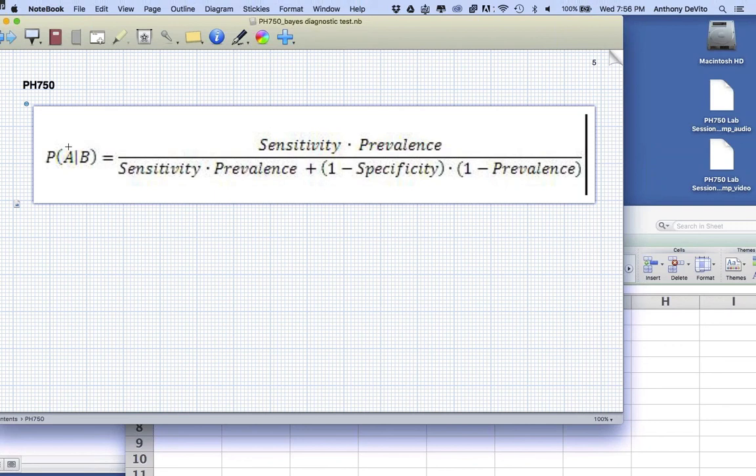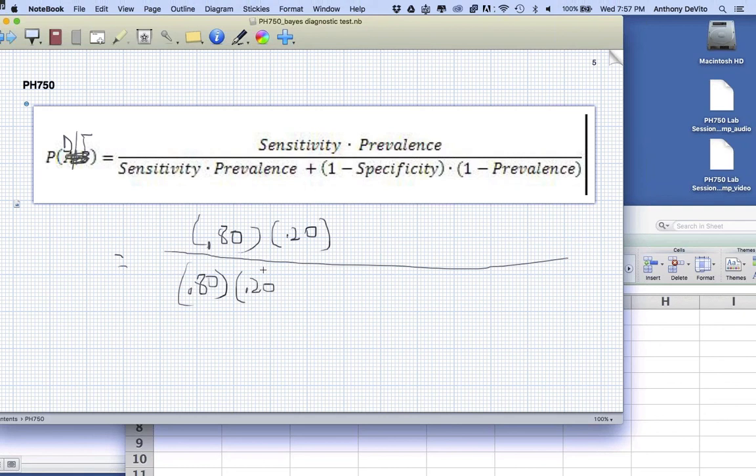Okay. First of all, I'm going to fix this here. This is the probability that you have the disease, given that you test positive. So what is that going to be equal to? That's equal to the sensitivity, which is 0.8, times the prevalence, which is 0.20. I'm doing the first example because the numbers are a little easier. Divided by the sensitivity, which is 0.8 times 0.2. Again, this represents the proportion of the population that tested positive that really has the disease. In other words, true positives.